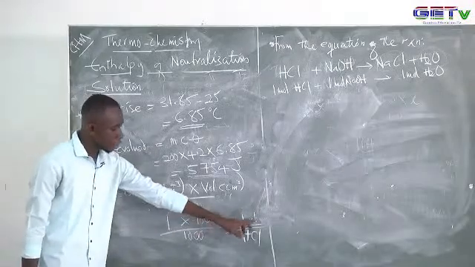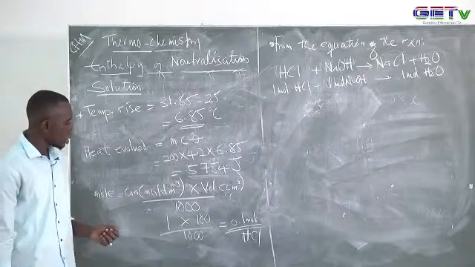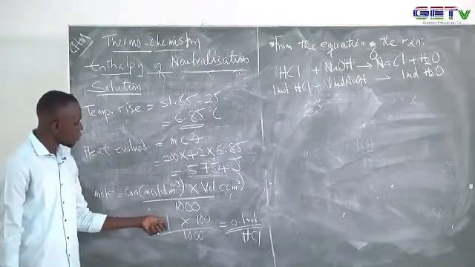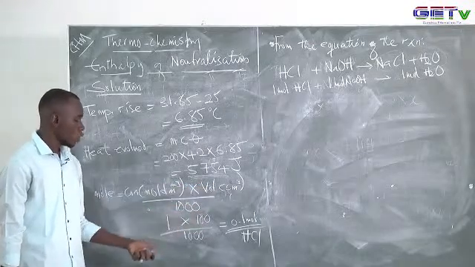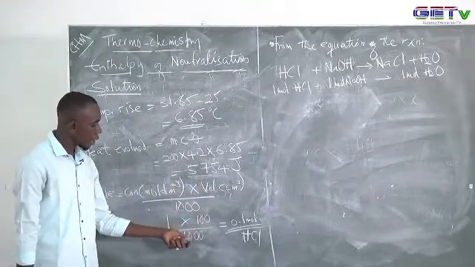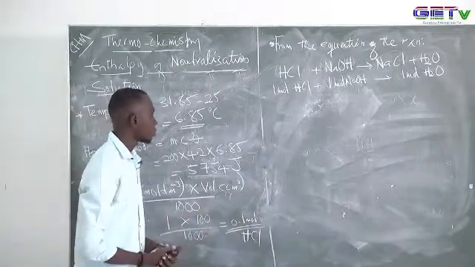We will have the same value if we use the base, because the concentration of the base is 1 mole per dm cube, and the volume of the base used in the reaction is also 100. So 1 times 100 divided by 1000, you will still have 0.1 mole.